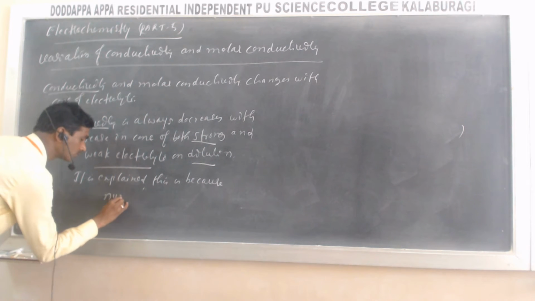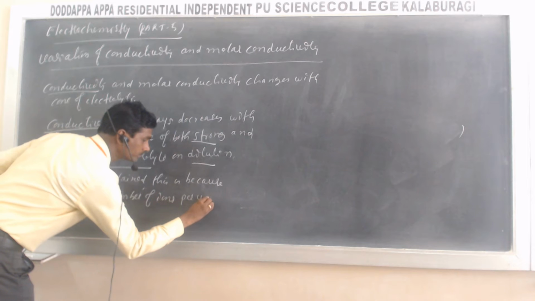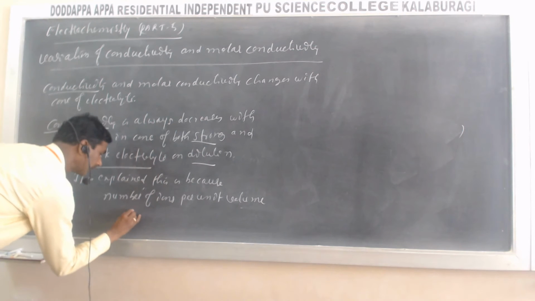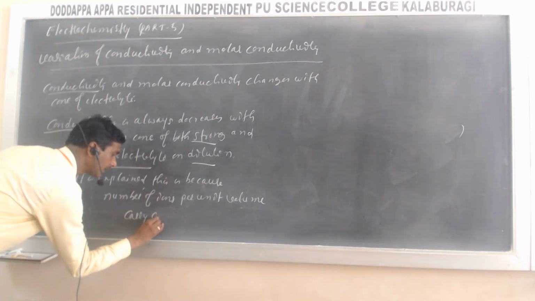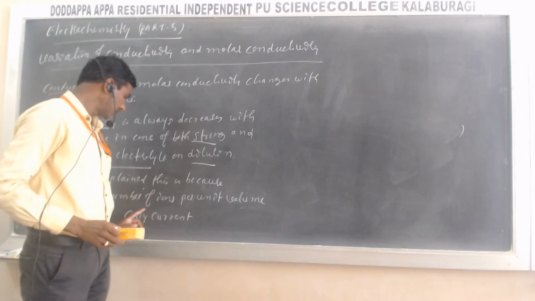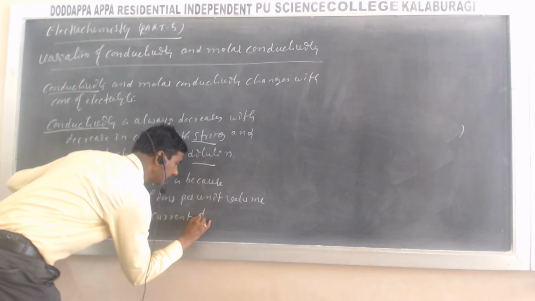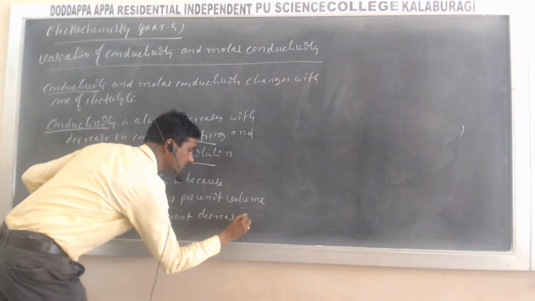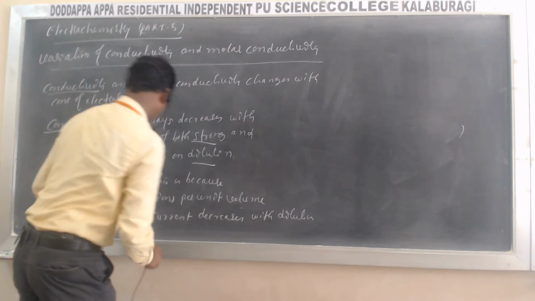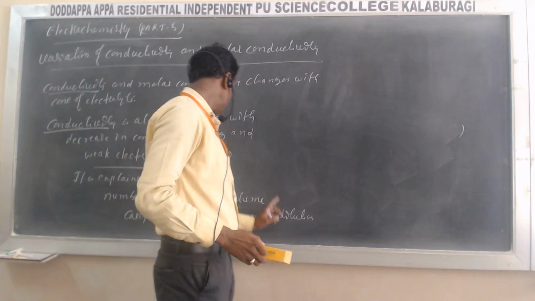This is because the number of ions per unit volume that carry current decreases with dilution. Okay, so this is the reason.